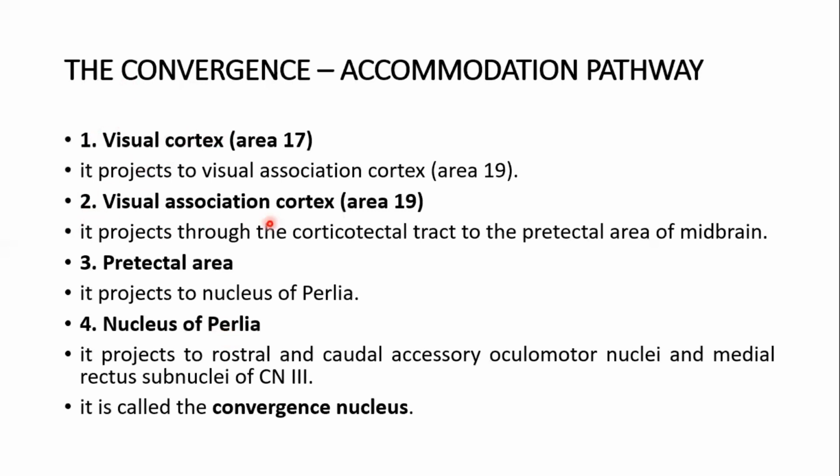Visual cortex, visual association cortex, pretectal area, and now the nucleus of Perlia. It projects to rostral and caudal accessory oculomotor nuclei and medial rectus subnuclei of cranial nerve 3. It is called the convergence nucleus. So the nucleus of Perlia is called the convergence nucleus.